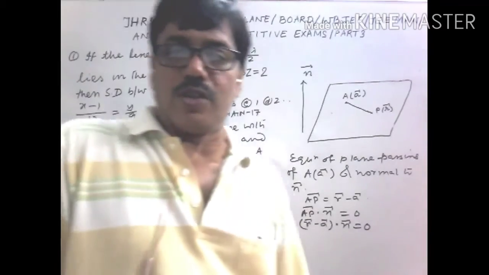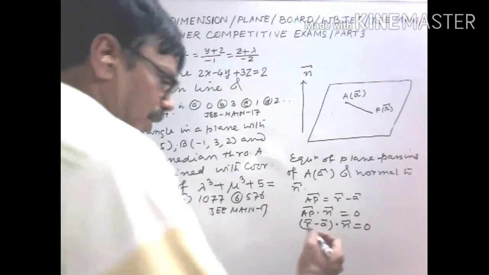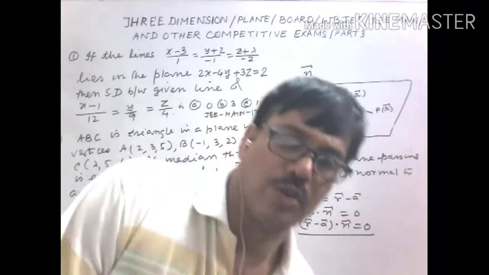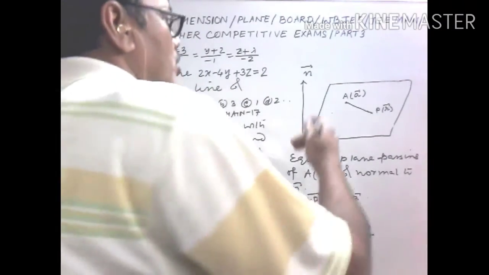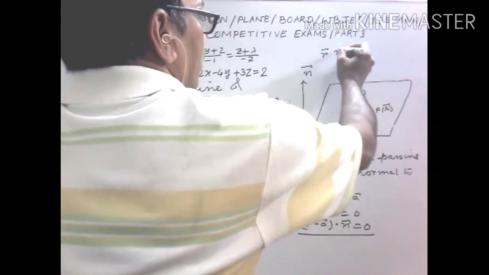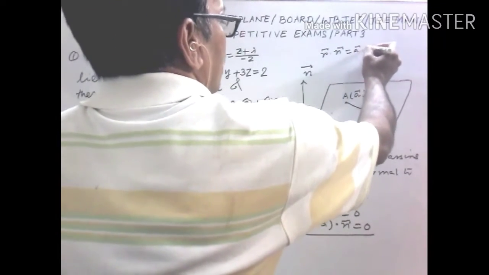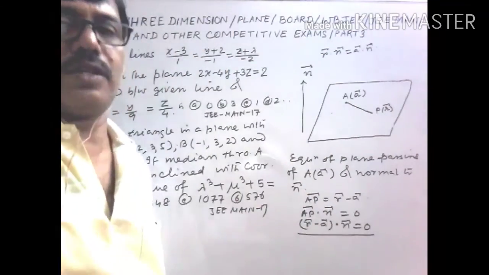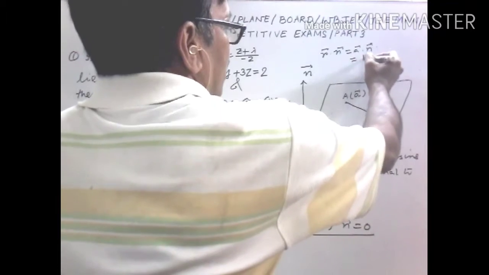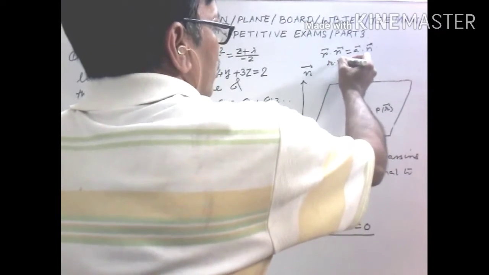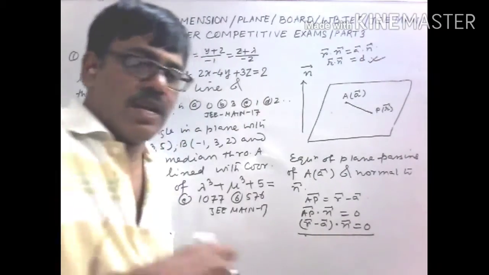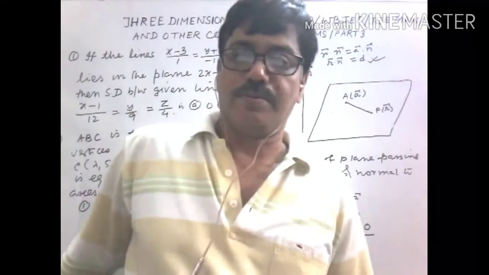So this is equation of plane in vector form: r minus a dot n vector equals 0. We can also write it in this form: r dot n equals a dot n. A dot n is a scalar product. If we consider this as d, then r dot n equals d. So this is equation of plane in scalar product form.